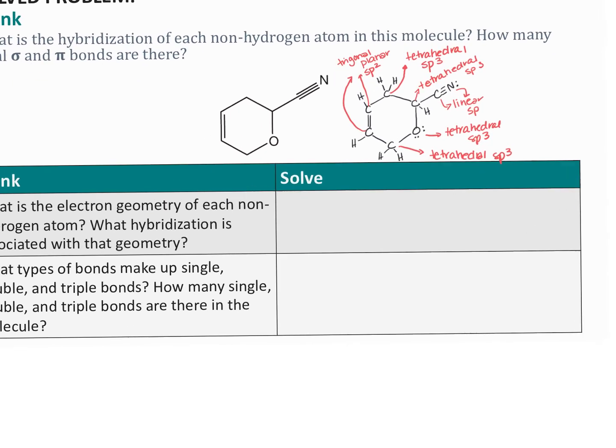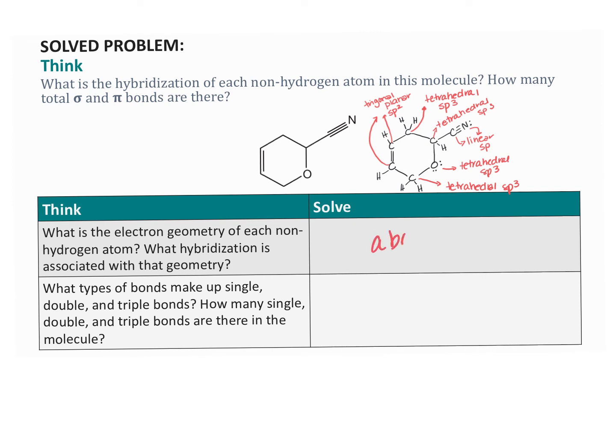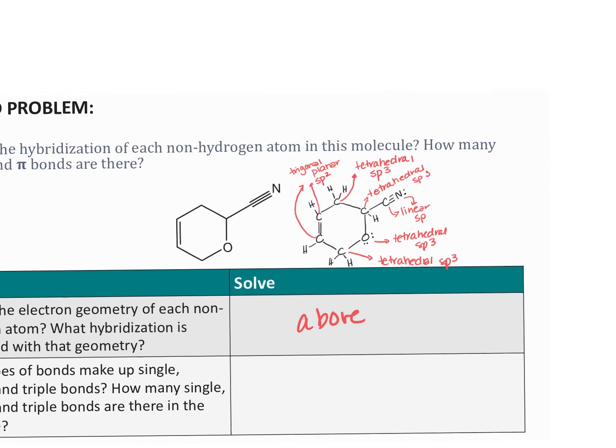Now, it asks here, how many sigma and pi bonds are there? So we've solved this above, but now it says, okay, what type of sigma and pi bonds? So here's the deal. The question that it asks you is what types of bonds make up single, double, and triple bonds, and how many single, double, and triple bonds are there in the molecule? We know when we go through here and count, right? So if I go through here and count, maybe if I can make this bigger, let's see.